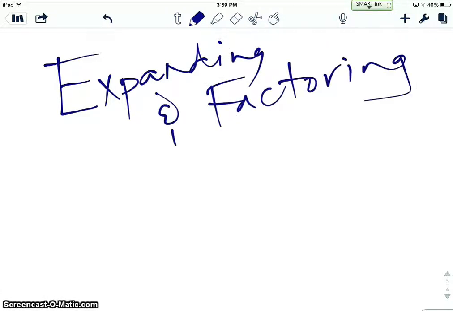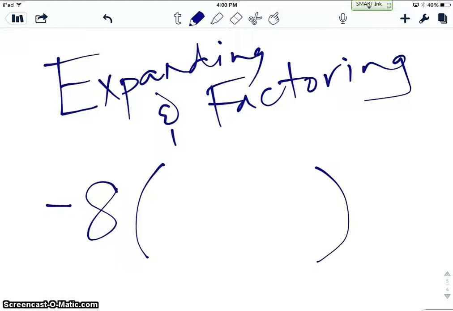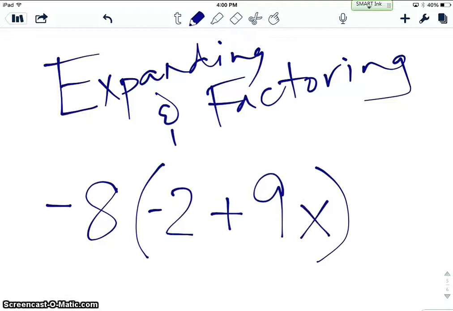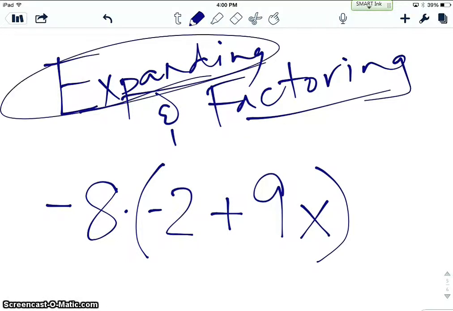So let's look at an expanding one. Something like -8 times the quantity of -2 plus 9x. Which one do you think I'd ask you to do? Expand it or factor it? Well, it's already factored, people, because I have something times something. So we're going to expand that, writing out all the steps. Pause the video if you want to try this on your own first.